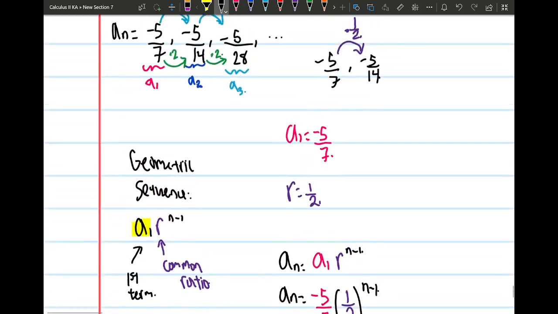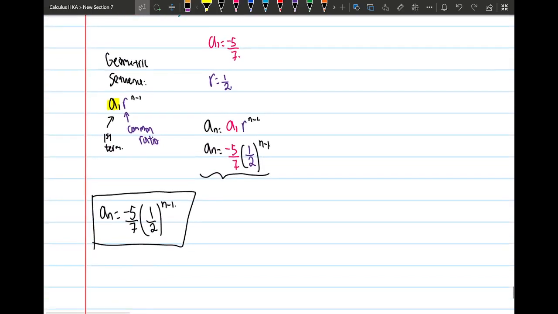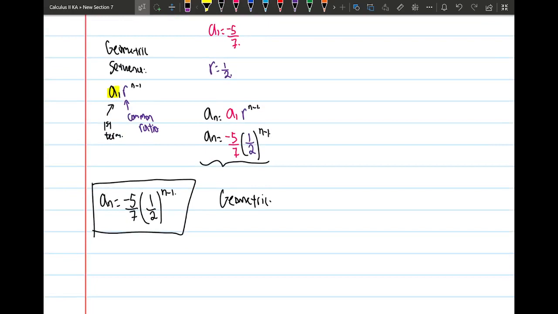That is going to be it for this video. Oh, I forgot to tell y'all, it's geometric. So we know that it's geometric and that this is our formula here.